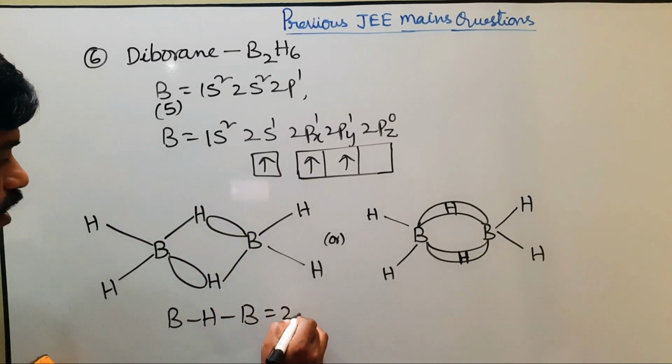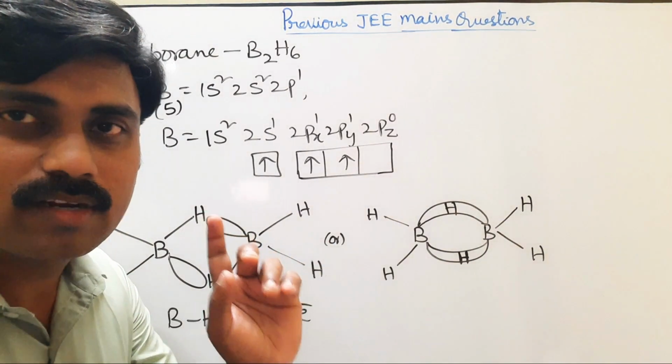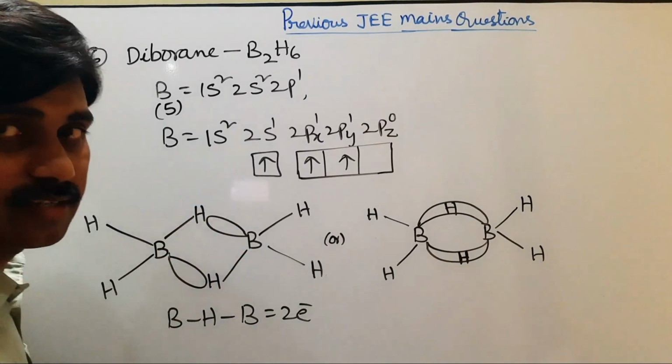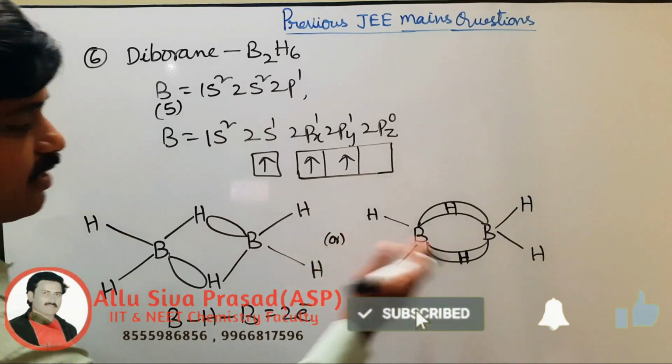BHB groups are there. Here 2 electrons only are sharing. So in diborane, 3 center 2 electron bonds are there. BHB bridge is there. In the BHB bridge, 3 centers are there, but it is sharing just 2 electrons only, and which is converted like this.